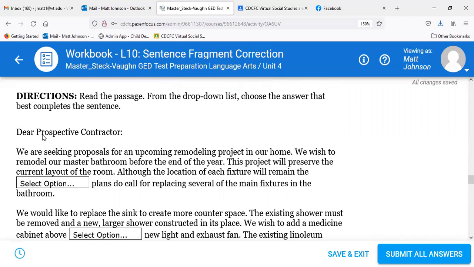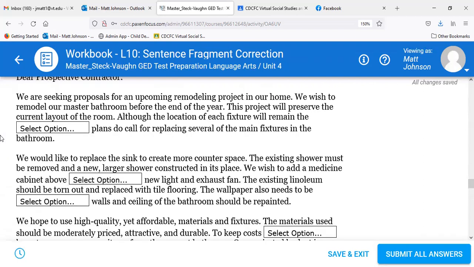And next, read the passage. Dear prospective contractor, we are seeking proposals for an upcoming remodeling project in our home. We wish to remodel our master bathroom before the end of the year. This project will preserve the current layout of the room, although the location of each fixture will remain the same.